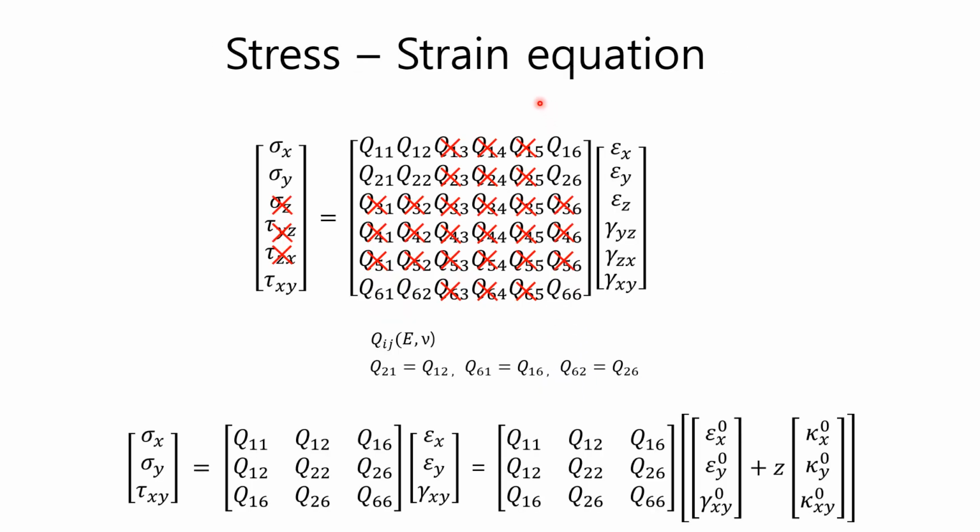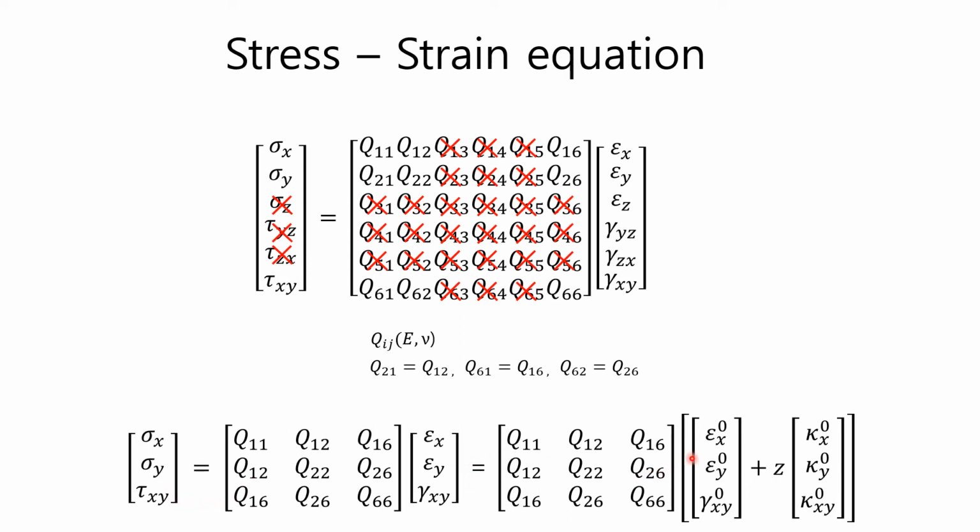The relationship between stresses and strains can be expressed in the matrix equation shown here. Normal stress sigma z and shear stresses tau yz and tau zx are deleted because they are all zero in our analysis. On the other hand, the stiffness matrix is symmetric. Consequently, the corresponding Q elements can be ignored, like in this picture. Therefore, we end up with a simple form with normal stresses sigma x and sigma y and the shear stress tau xy.